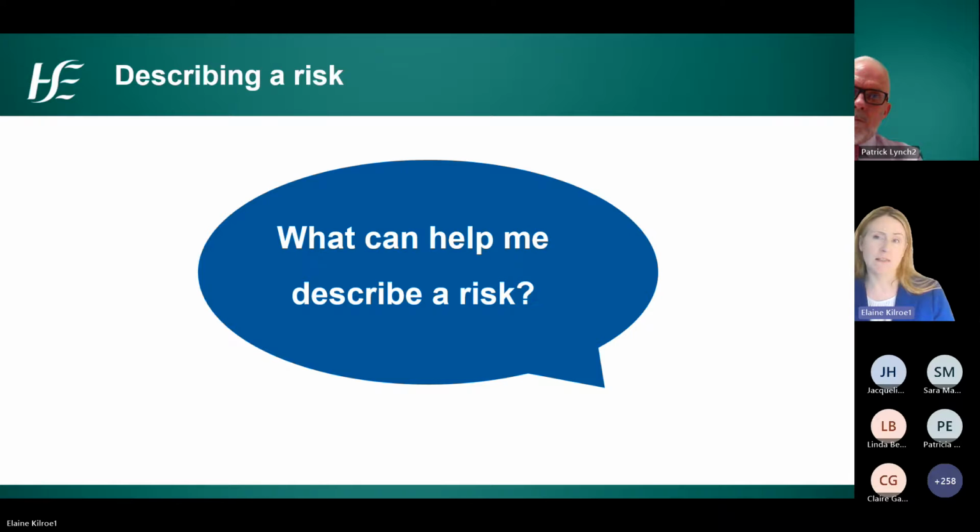Now, at this point, it's beneficial to see what would be a frequently asked question in this area, which we come across quite often in all of our engagements. One question is, what can help me describe a risk? We hope that what was just covered now is of benefit, and also the following.